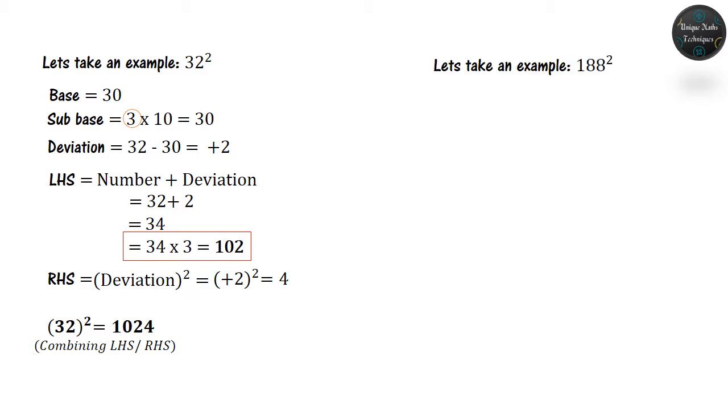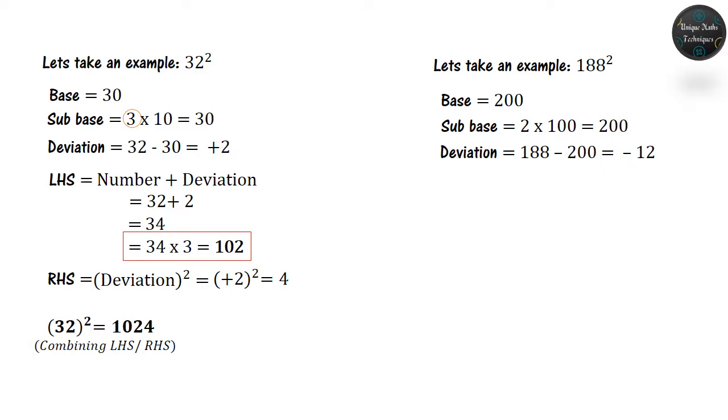Now let's take another example of 188 square. So here let's take a base of 200 because 188 is closer to 200 and it is also a multiple of 100. Now the subbase will be 2 because 2 into 100 gives us 200, which is a base in this example. Now let's calculate deviation. So deviation is basically how much the number is more or less than the base. So 188 is less than 200 by minus 12. So minus 12 becomes a deviation.